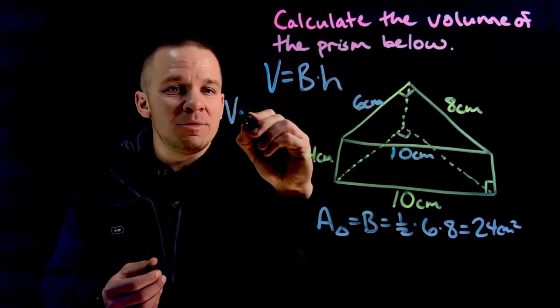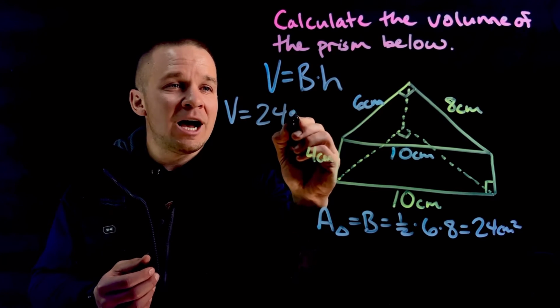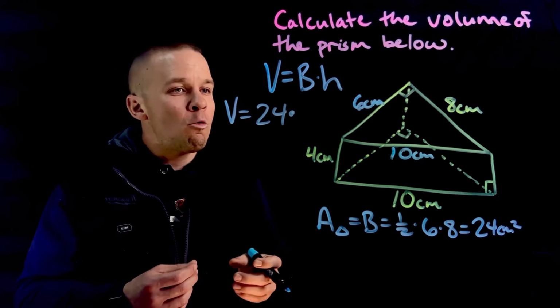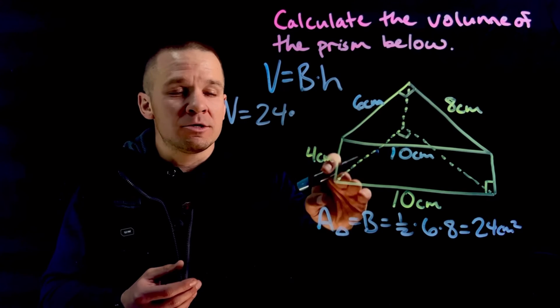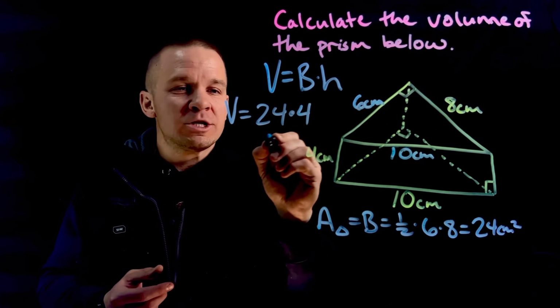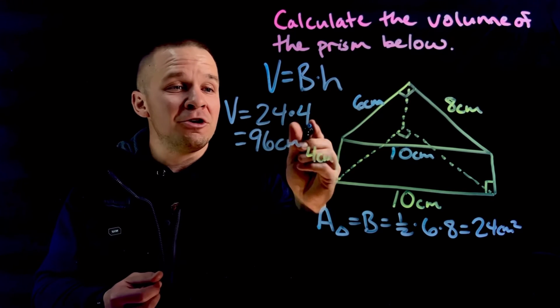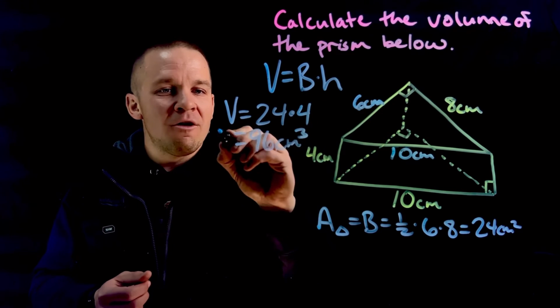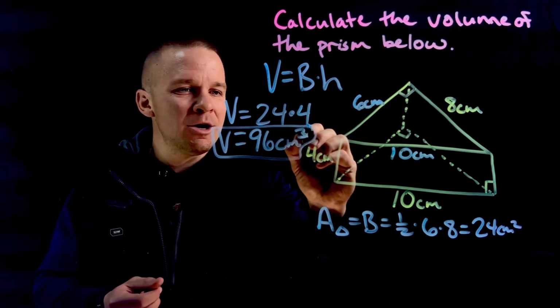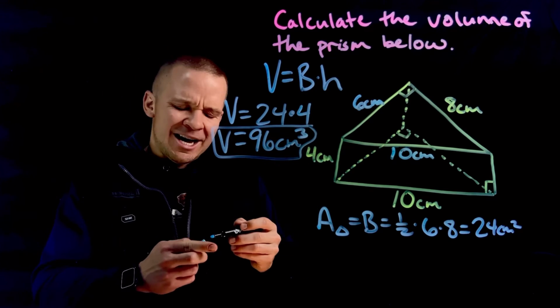So I got volume equals 24 times, now what's my height going to be? Well, my height is the distance between those two bases, which is 4. What's 24 times 4? That's going to be 96. Now I'm in volume. We got units cubed. Volume, 96 centimeters cubed.